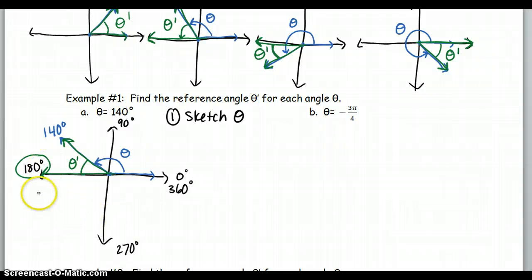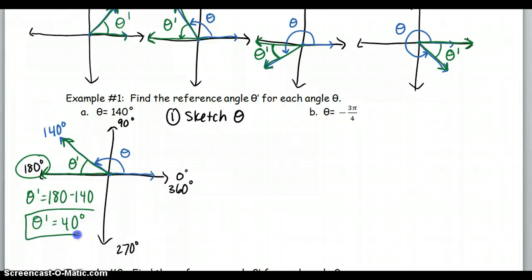So to get that theta prime, all I'm going to do is do 180 minus 140. All right, I'm just trying to get that angle that's in between these two. So theta prime here is just going to be 40 degrees. So after you sketch that angle, you should be able to tell how you're going to be able to find theta prime. And that's just your second step. It's just find the reference angle.